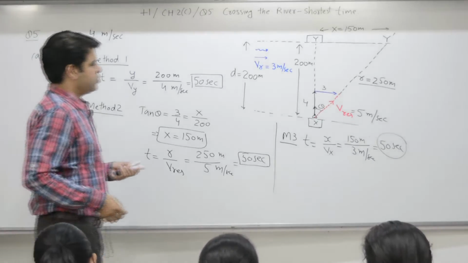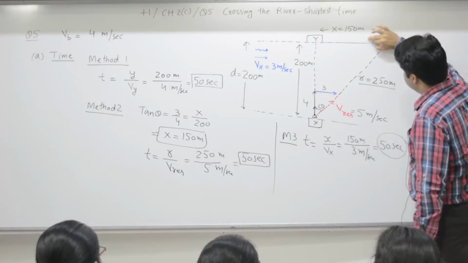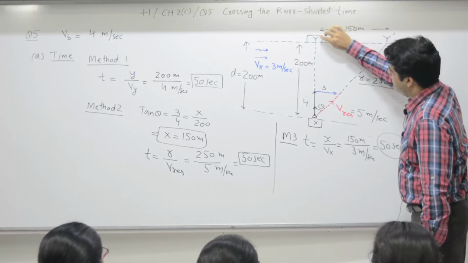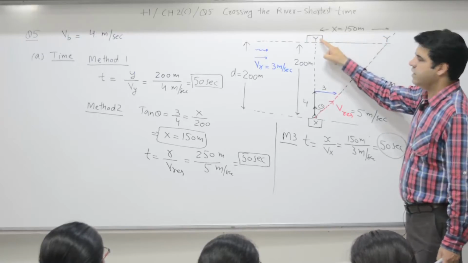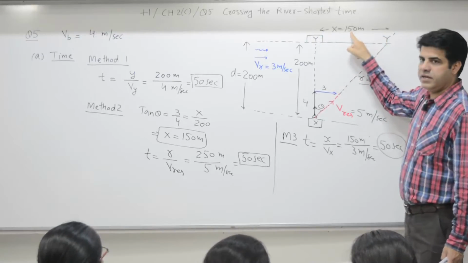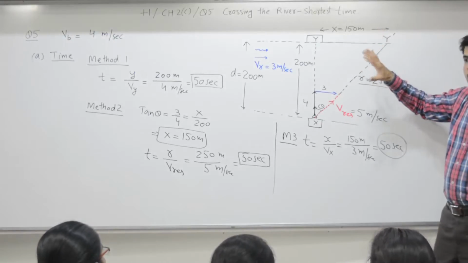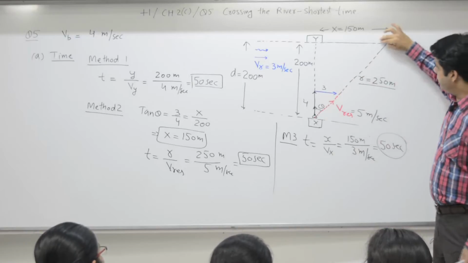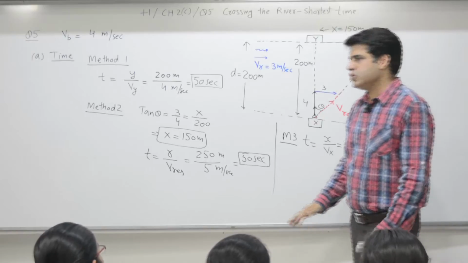There is a supplementary question attached to the same: in case the person moves with the speed 6 meter per second, how much time will it take for the person to travel from y dash to y? 150 divided by 6 meter per second, 25 seconds. Overall, the water journey is 50 seconds, and along the river journey is 25 seconds. Sometimes you have these questions also.